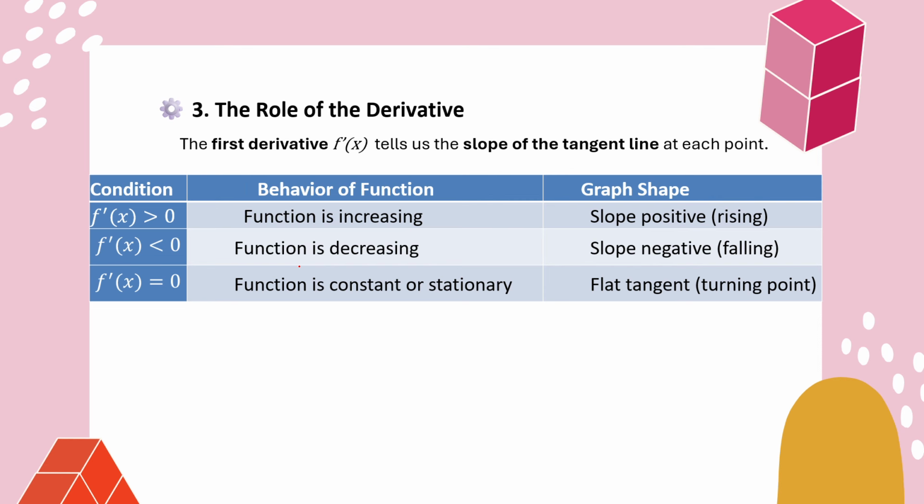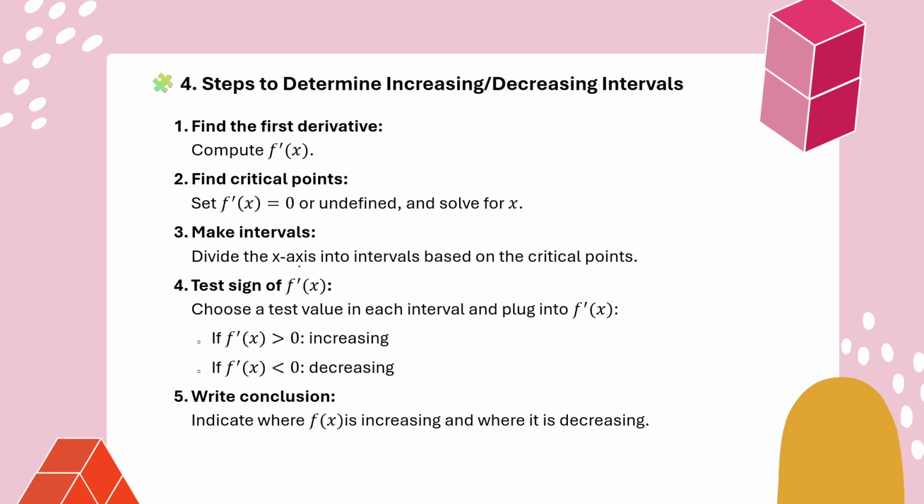So this is the critical point. Okay. So, the steps to determine increasing or decreasing intervals. Let us follow these steps in order for you to have a better understanding of how to determine whether the function in particular intervals is increasing or decreasing. The first step is to find the first derivative. You have to compute the first derivative f prime of x, or y prime.